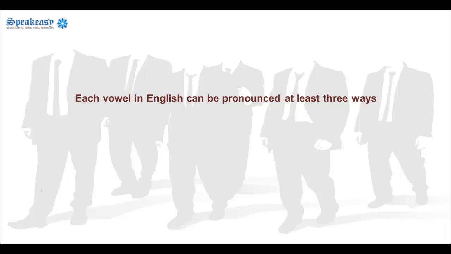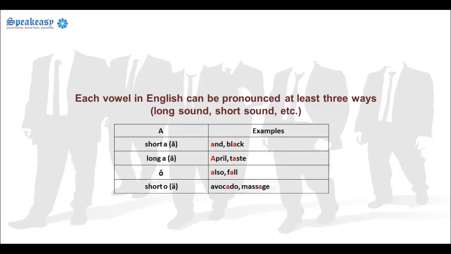So each vowel in English can be pronounced at least 3 different ways. For example, the long sound, the short sound, and so on. Let's look at each vowel starting with the letter A. You have the short A sound, as in and and black. The long A sound, as in April and taste. There is also the OR sound, as in also and fall. And it can also take on an R sound, as in avocado and massage.